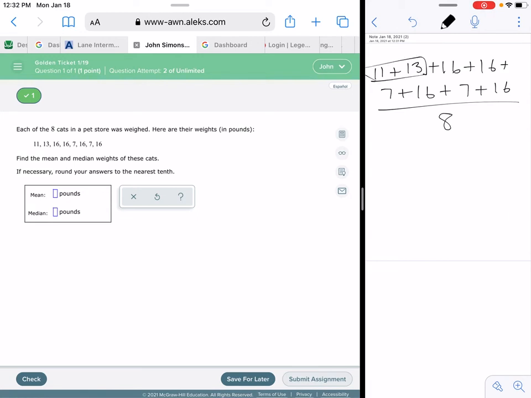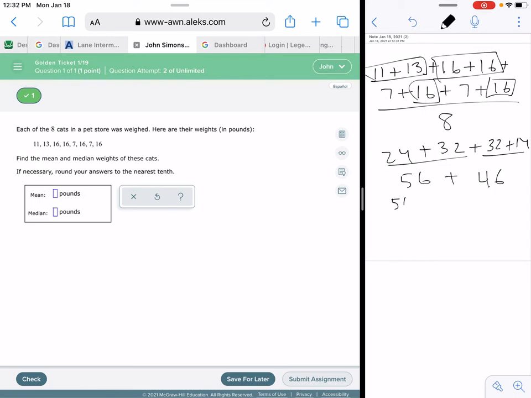I'm going to go 11 and 13 give me 24, and then I have 2 sets of 16s. Well, that's 32 and 32, just using benchmark numbers. And then 7 and 7 make 14. Now let's add 32 and 14, which gives me 46. 24 and 32 give me 56. And if I add 56 and 46 together, I would get 102. So I get 102 divided by 8.